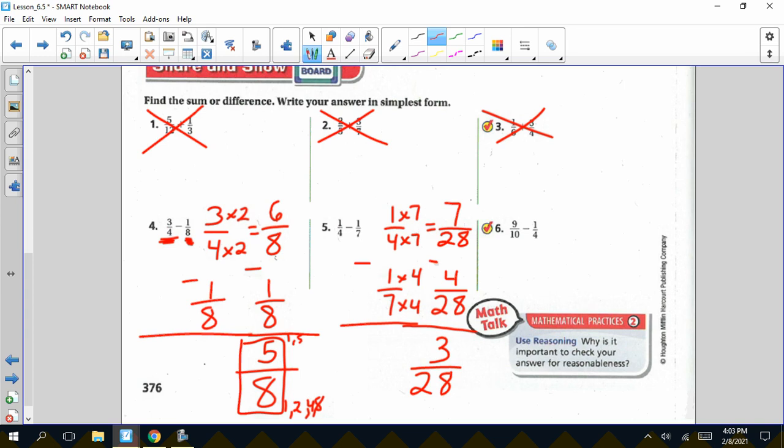Check to see if there's anything that we can divide by. The only things that go into 3 are 1 and 3. And the only numbers that go into 28 are 1 and 28, 2 and 14, and 4 and 7. And the only thing they have in common is 1. So 3/28 is in simplest form.